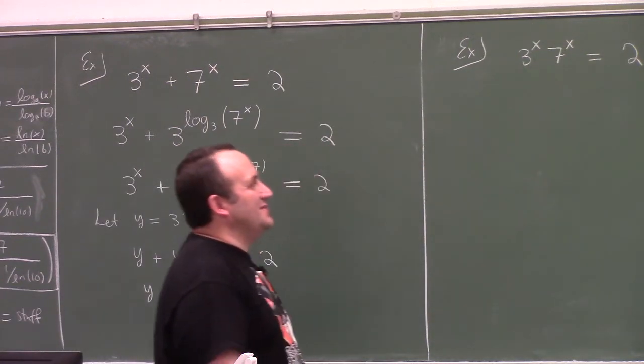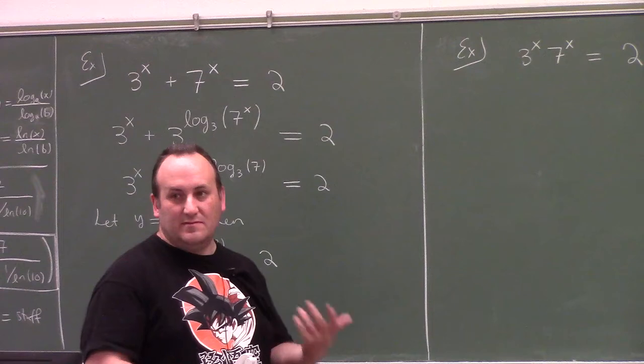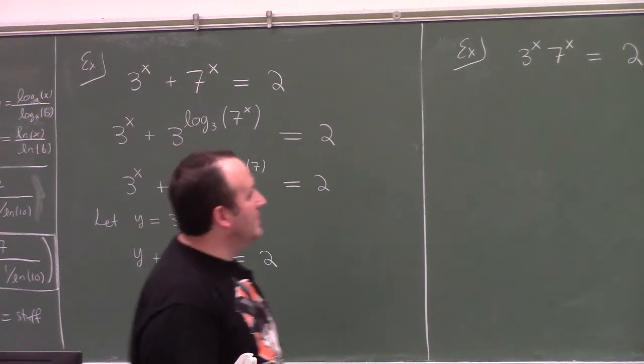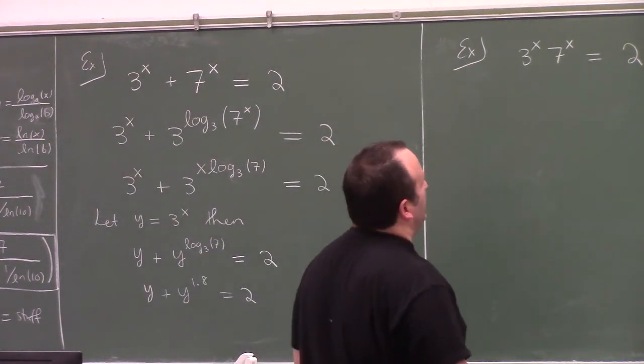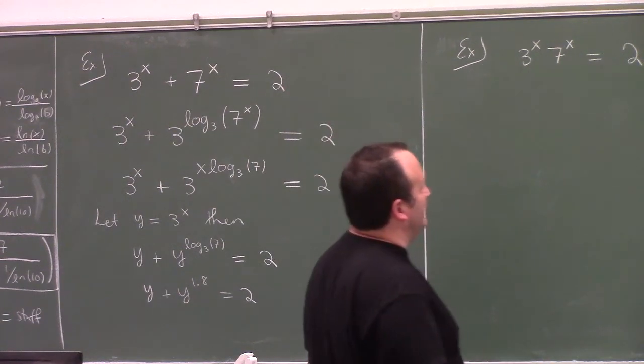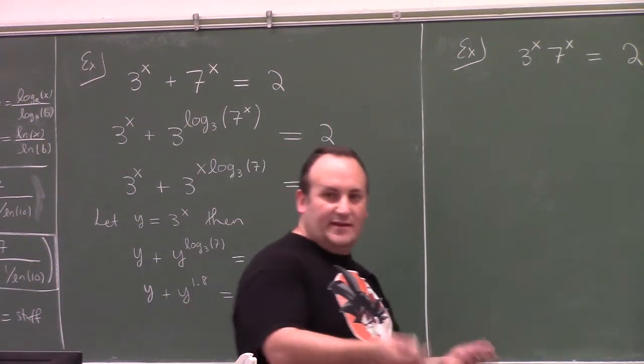So what is 3 to the x times 7 to the x? Can we? I'm not hearing any answers. So let's take the natural log of the equation.